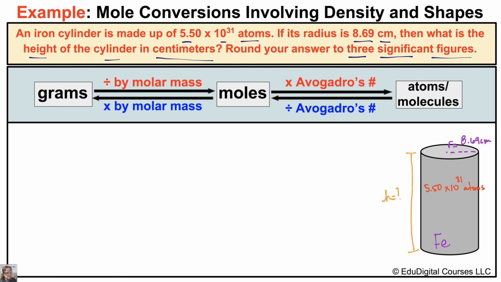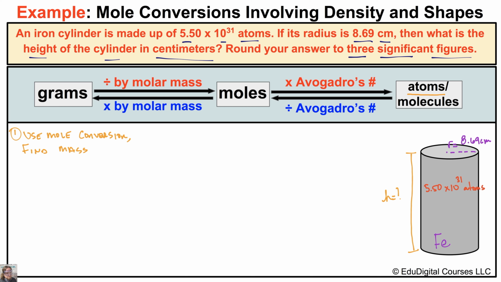So let's think about this. How can we figure out the height of this cylinder if we know that it's made up of iron, we know its radius, and we know how many atoms it's comprised of? Well, the first thing we're going to have to do is figure out the number of grams that this iron cylinder contains, or in other words, what is the mass of this iron cylinder? So in step 1, we are going to have to use mole conversion to figure out the mass of this iron cylinder.